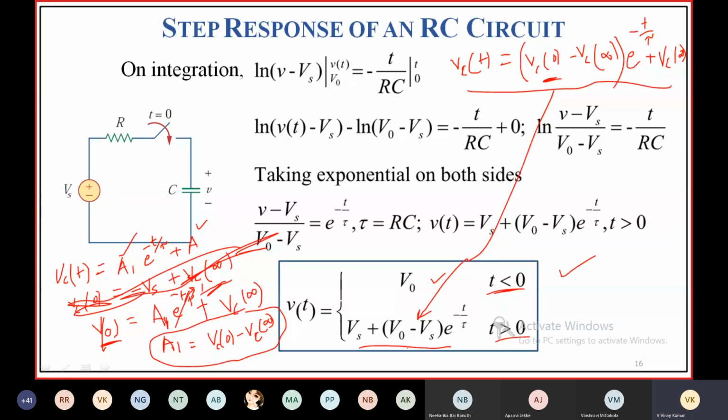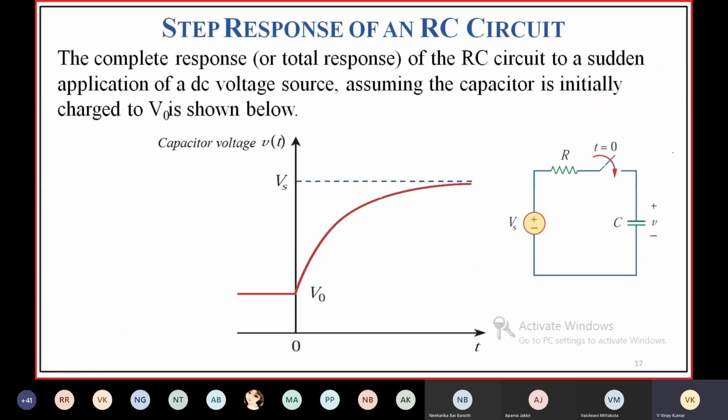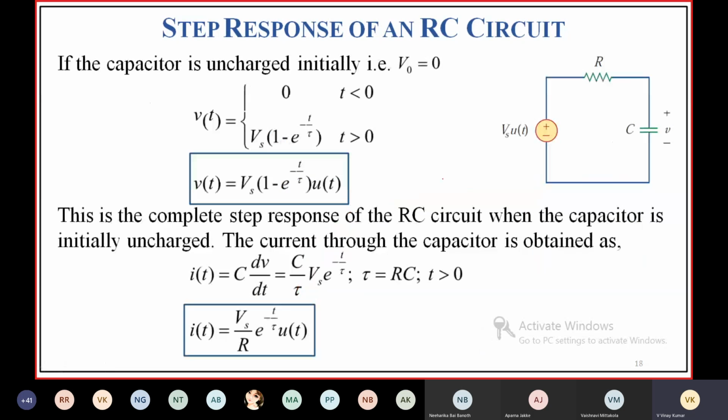Vs plus V naught minus Vs e power minus t by tau. Here Vc of infinity is what? Vs. Vc of infinity is Vs. Initially the voltage across the capacitor is V naught, so the starting value of voltage across the capacitor is given. Exponential increasing.